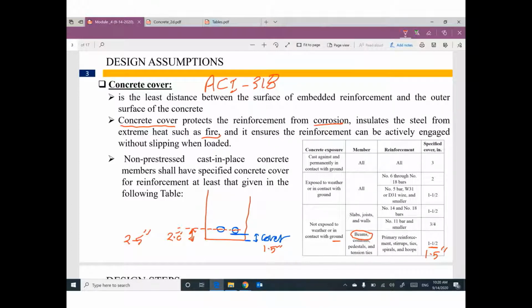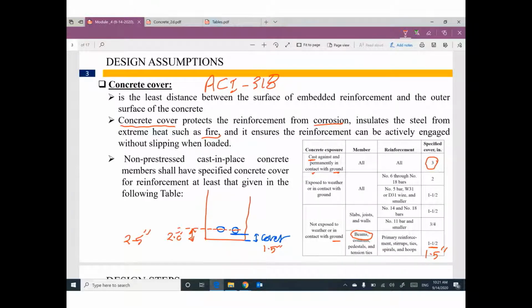For example, one day we will talk about foundation. We have foundation which is cast against and has a direct contact with ground. So at this moment, your cover must be 3 inch. So I'm gonna increase it a little bit, 0.5, 1 inch more. So I'm gonna assume it 4 inch.